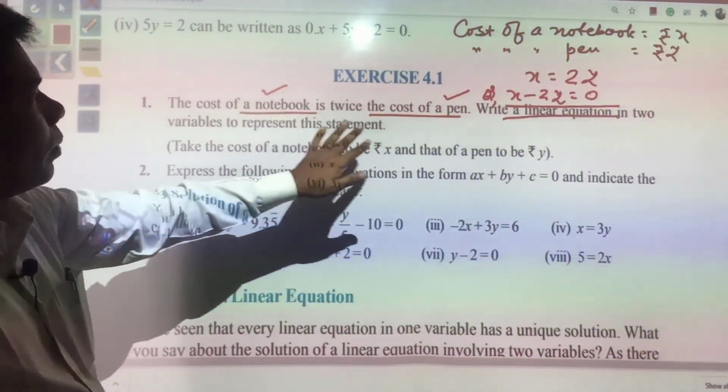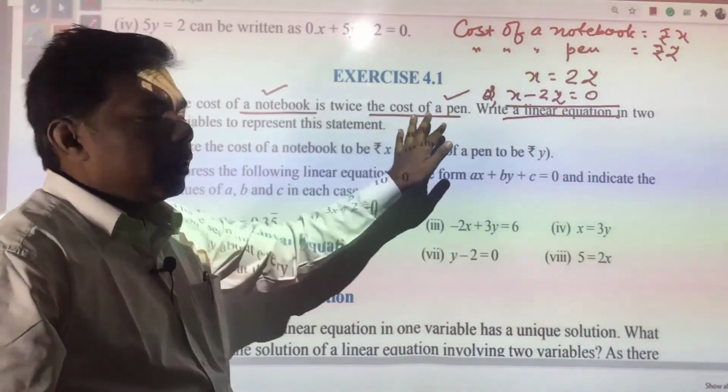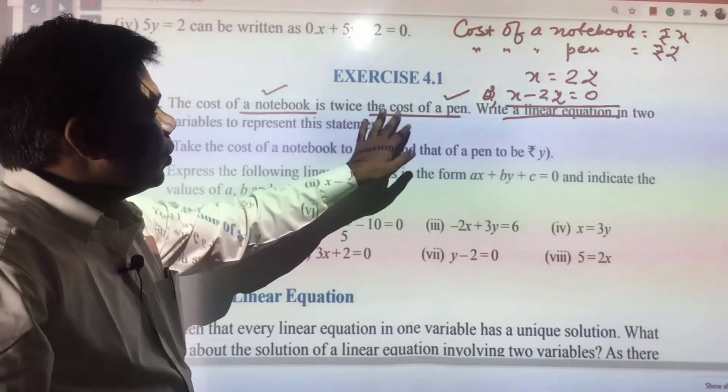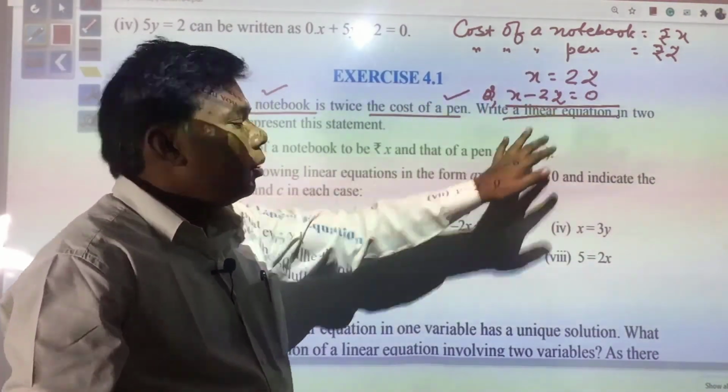So this will be your equation, x minus 2y is equal to 0, and this only you had to find out. For finding this equation, you need to first recognize which are the variable terms, how we will write down those variable terms, and how the equation will be formed.